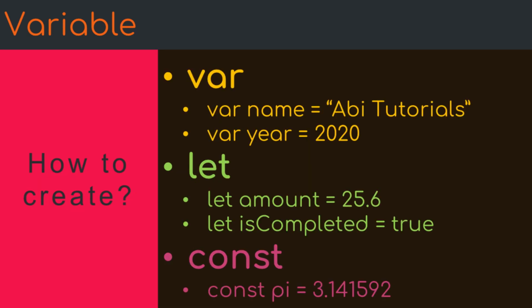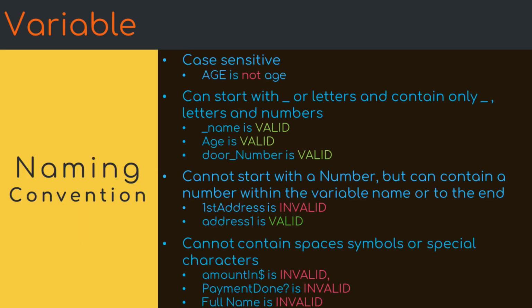There are three different keywords you can use to create a variable, which are var, let, const respectively. These keywords can be placed in front of any identifier such as name, year, amount to make them a variable. Let's now see how to name the JavaScript variables.